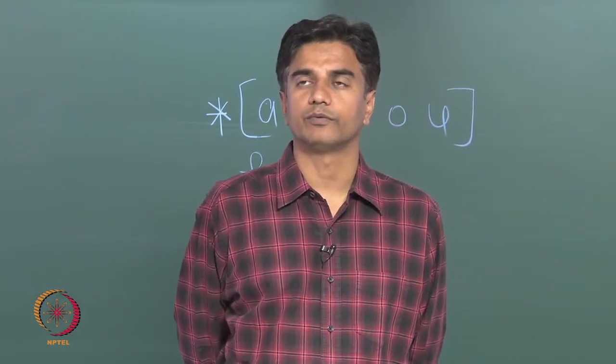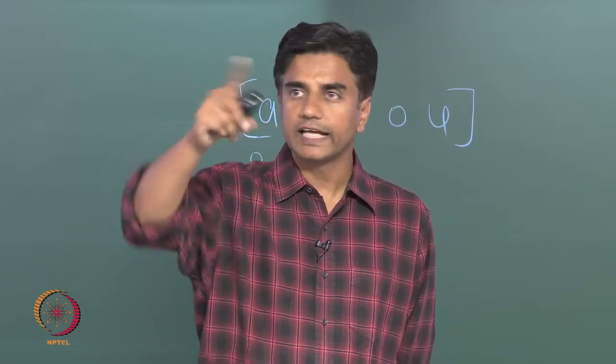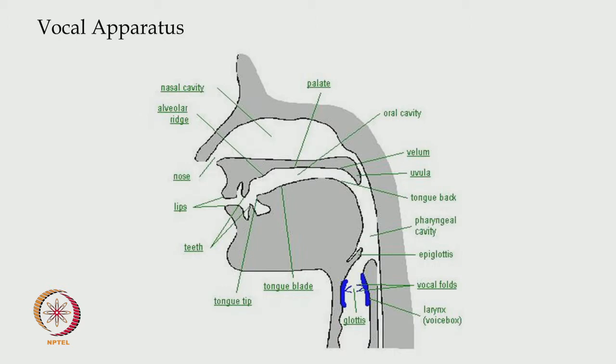There are two things here where I want your particular attention. All the names that you see listed are going to be important, but there are two things right now that I want you to see. These are lips, teeth, tongue, and this part, which is called the oral cavity. And this part is called the nasal cavity. Just these two parts I want you to see first.